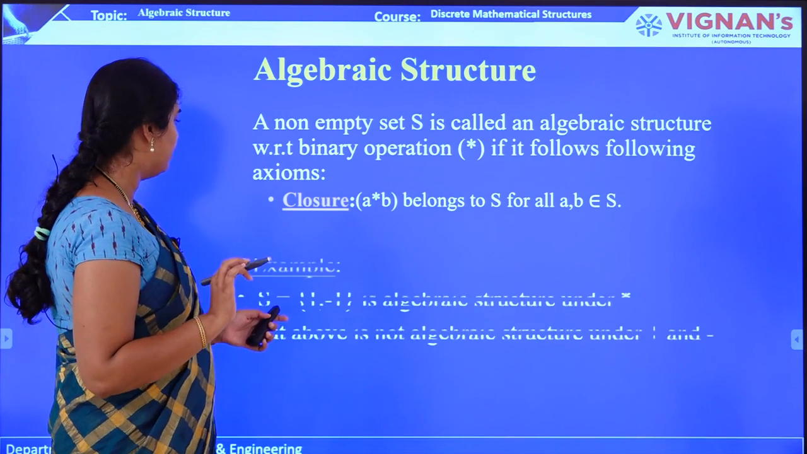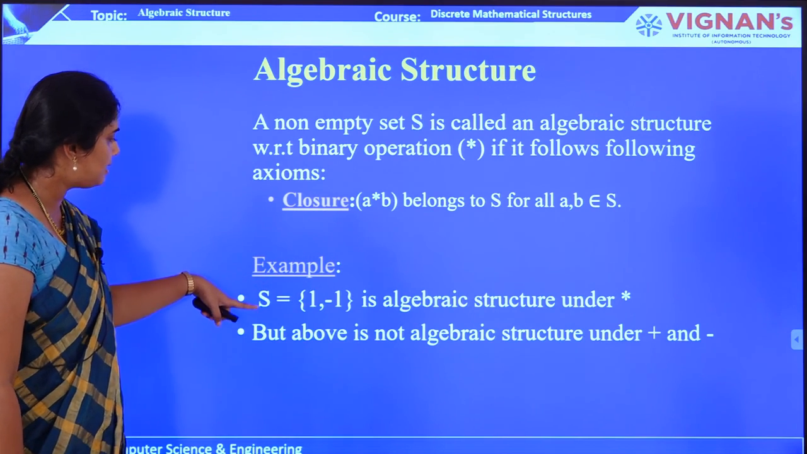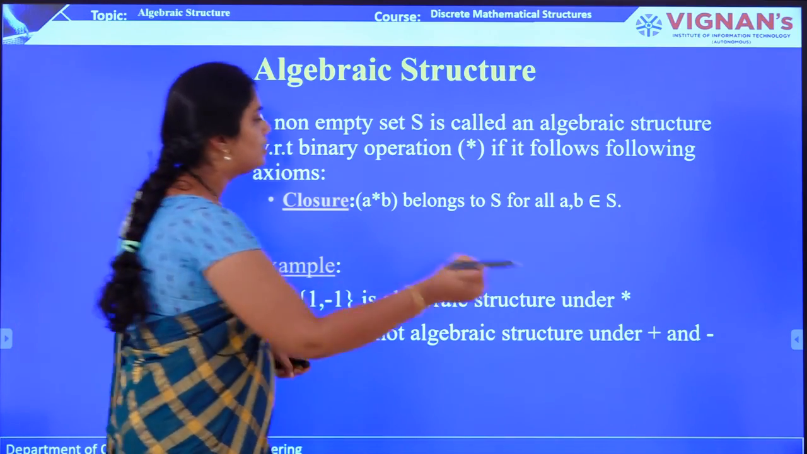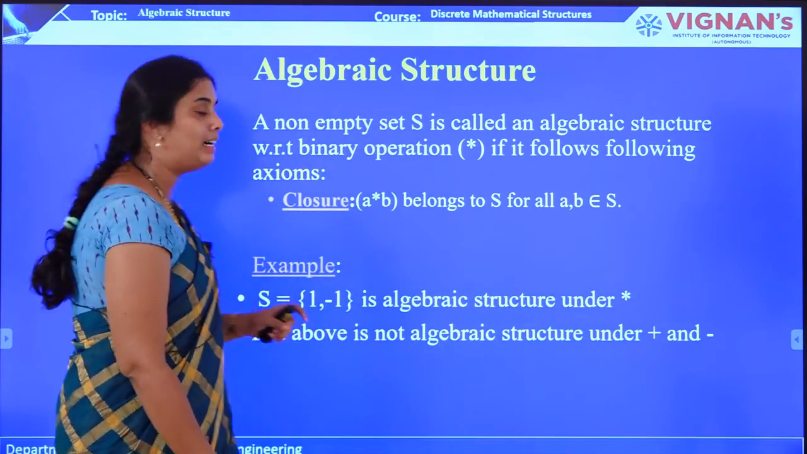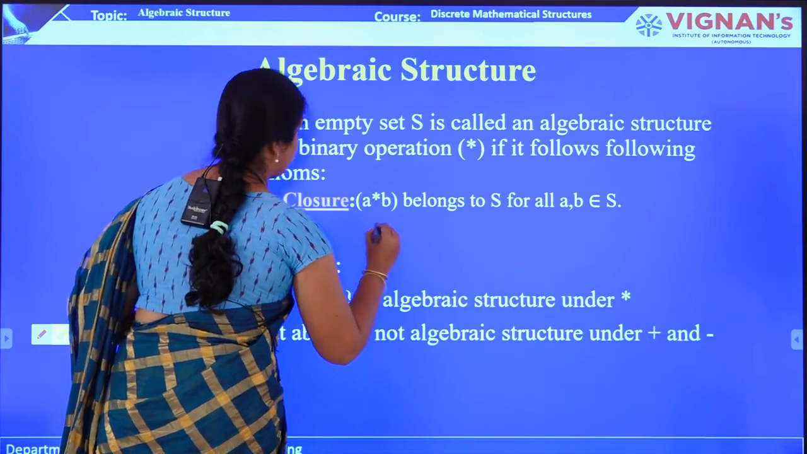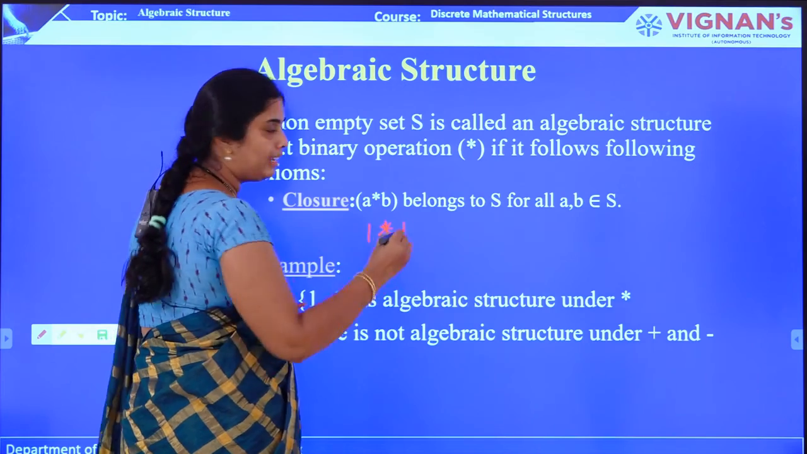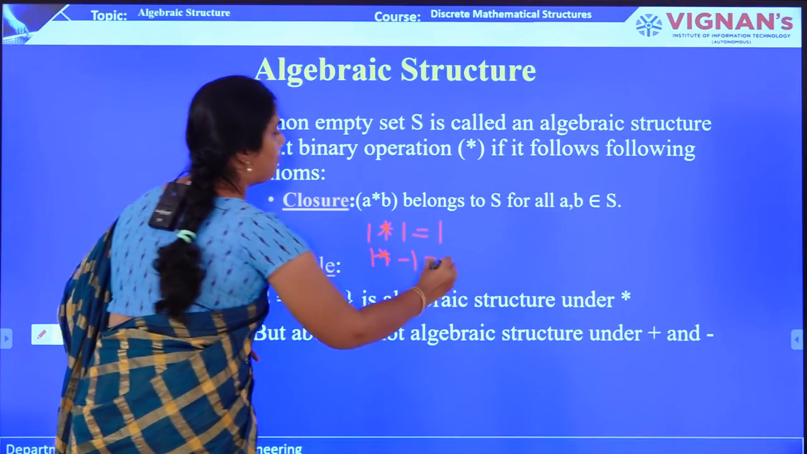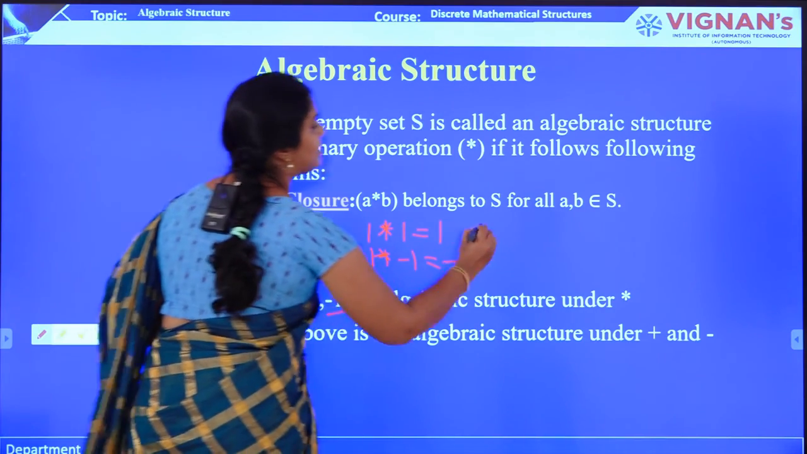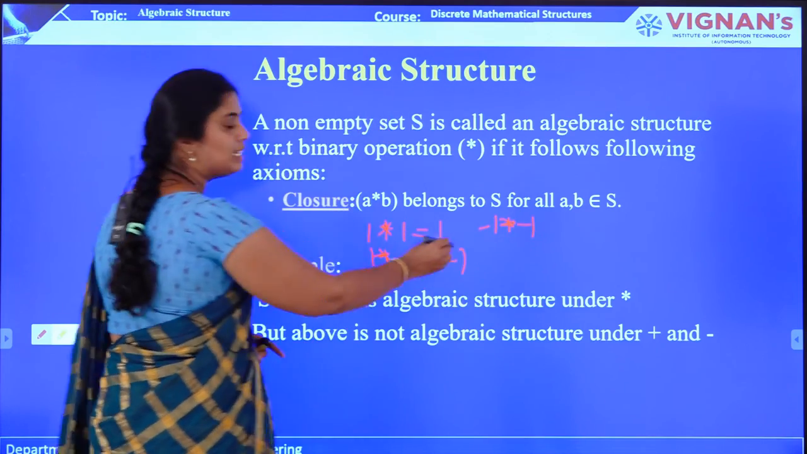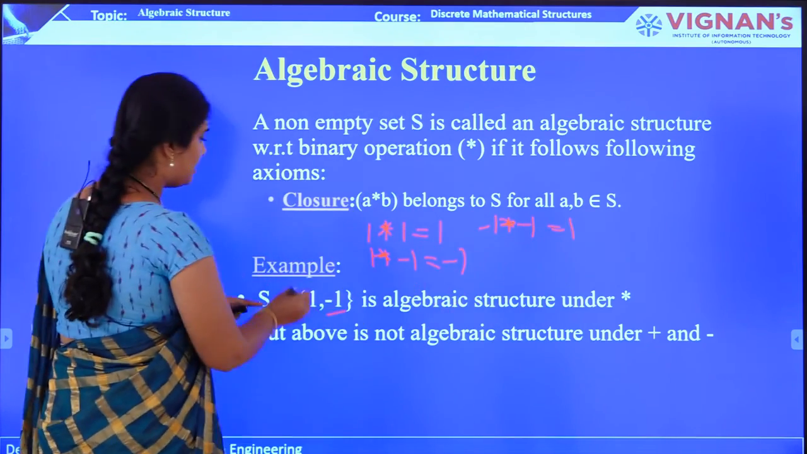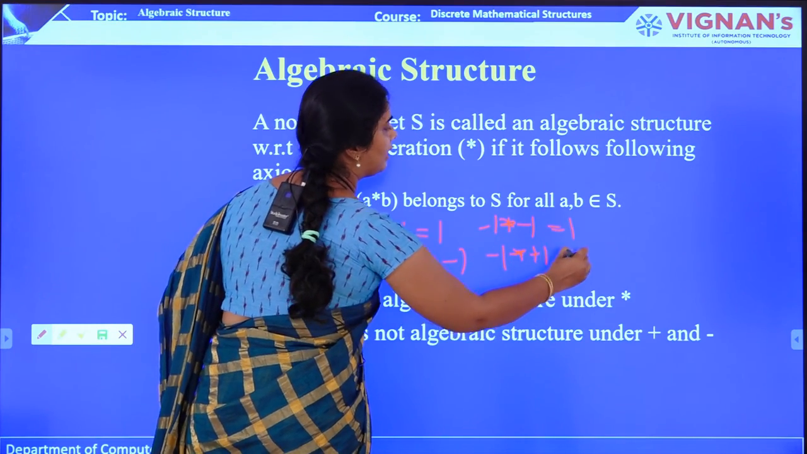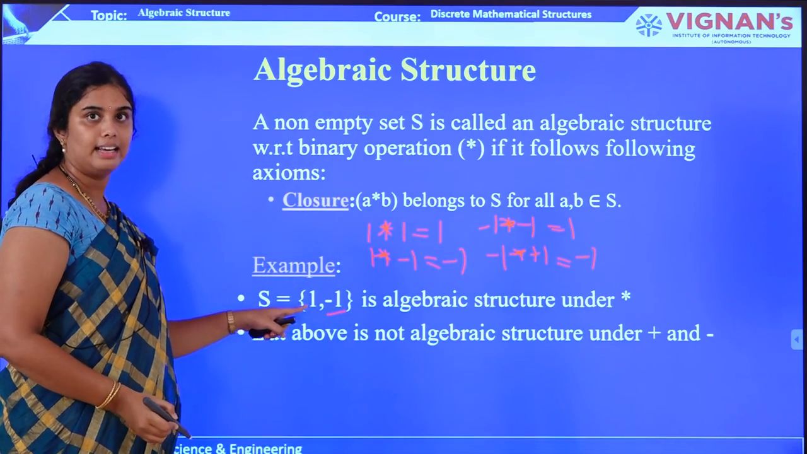That itself I have written over here. Okay, this is one more example, guys. Here a set S contains 1, minus 1, and I am saying it is an algebraic structure under star. So, the binary operator over here is multiplication. That means 1 star 1, what will you be getting? 1. Is 1 present? Yes. 1 star minus 1, what will you be getting? Minus 1. Is minus 1 present? Yes. Next, minus 1 star minus 1. Minus 1 into minus 1, what will I be getting? 1. Is it present? Yes. Next, minus 1 star plus 1, what will I be getting? Minus 1. Is minus 1 present? Yes, it is present in this.